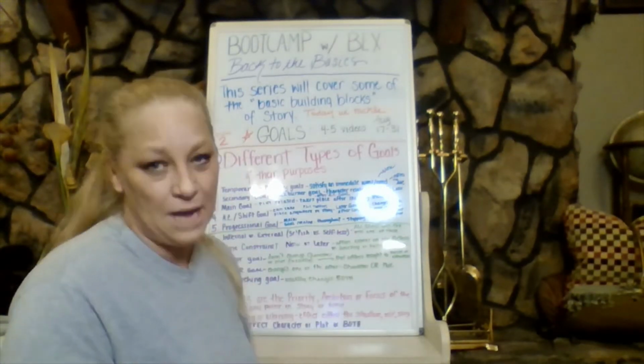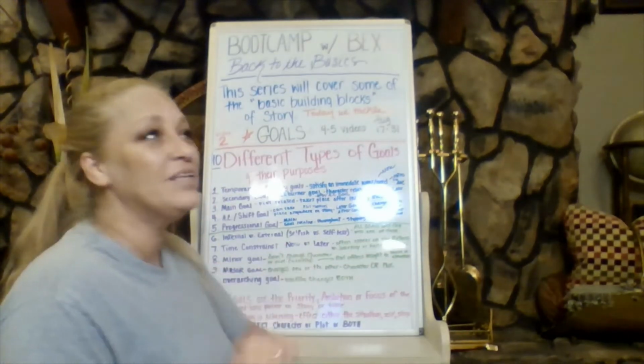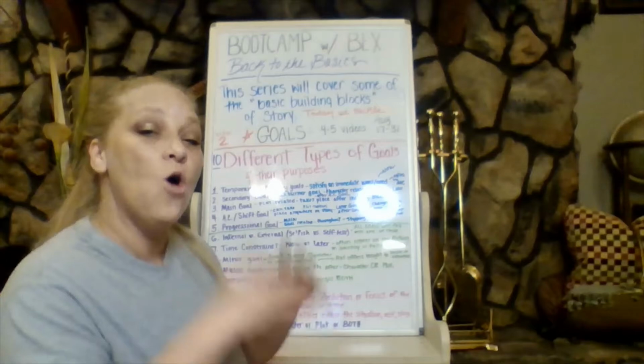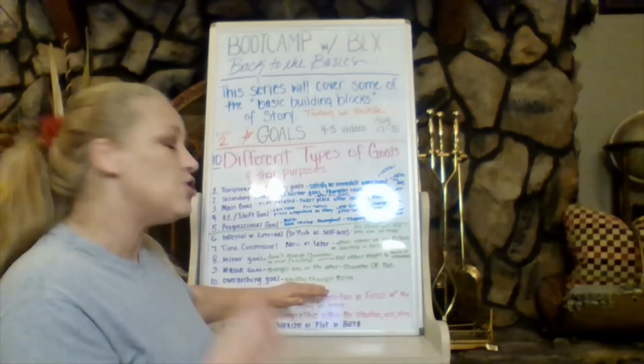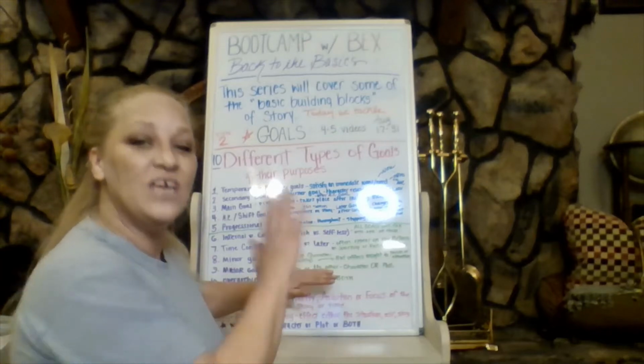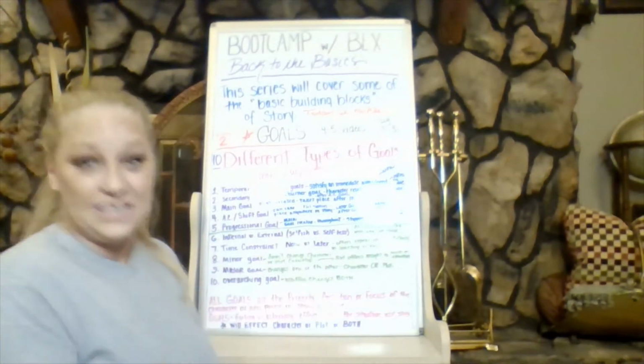The 10th type of goal is the overarching goal. I believe everyone has heard of this. The overarching goal is what ties everything else together, and it usually changes both the character and the plot. Okay, or affects them in some way.